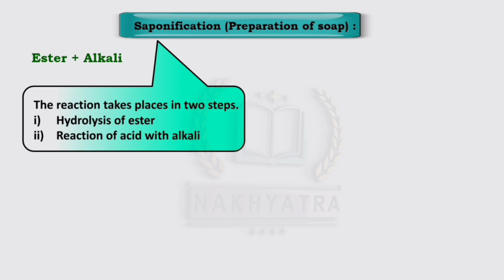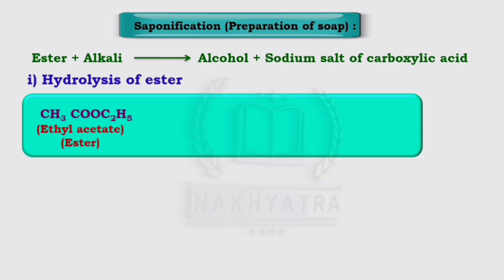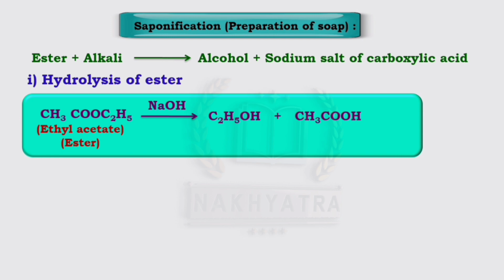Here in saponification, the reaction takes place in 2 steps. First one is hydrolysis of ester and second one is reaction of acid with alkali. So ester plus alkali gives alcohol plus sodium salt of carboxylic acid. Now first see the hydrolysis of ester. Here the ethyl acetate, which is an ester, is in presence of sodium hydroxide. Here the water present in sodium hydroxide is used for the hydrolysis of ester. The H plus ion and the OH negative ion are added to the ester. So it gets converted to ethanol plus sodium acetate.